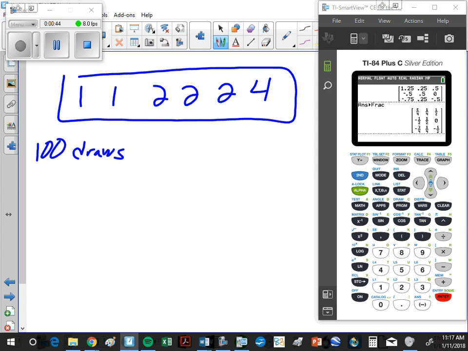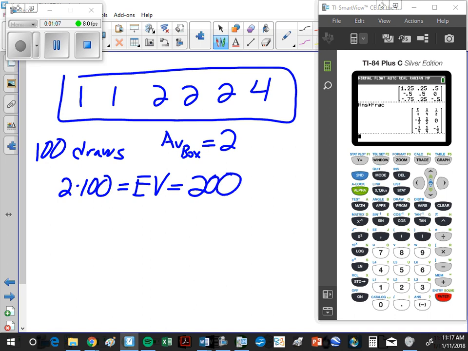Letter B, the sum of the draws will be around. We're going to take the average of the box. 1, 2, 3, 4, 5, 6, 7, 8, 12 divided by 6 is 2. So the average of the box is 2. So we take 2 times 100, and our expected value is 200. But we would expect that number to be off 1 SE. How do we find 1 SE?